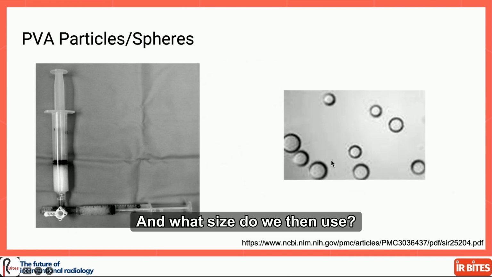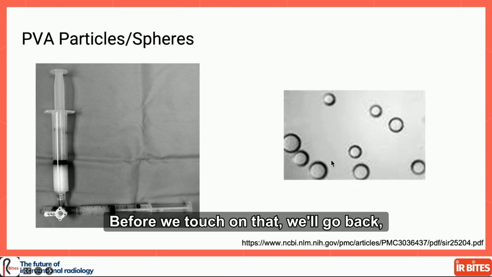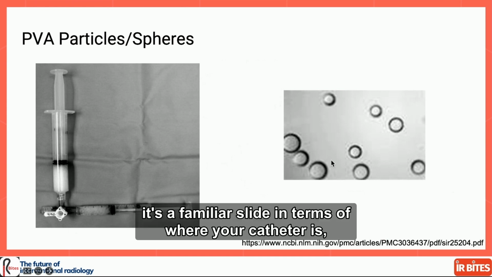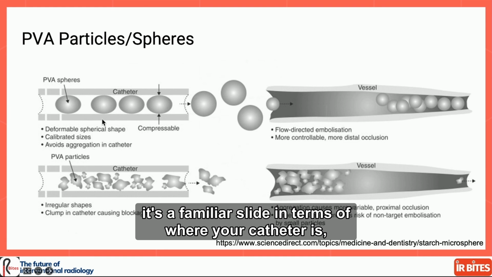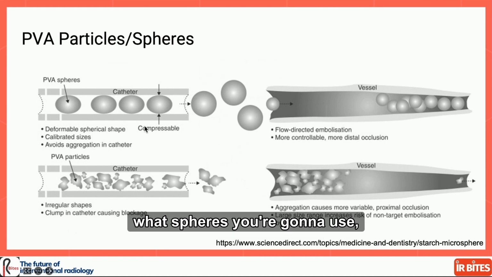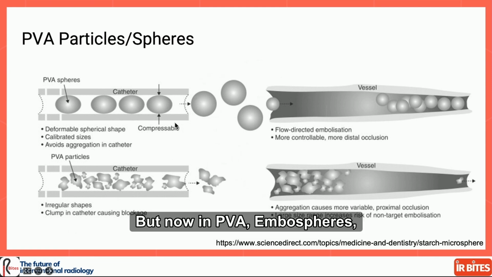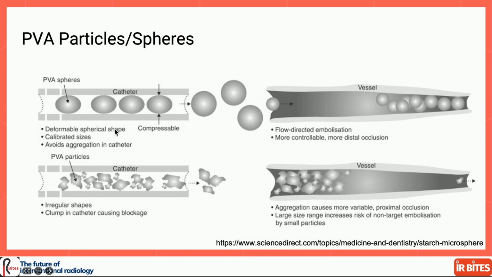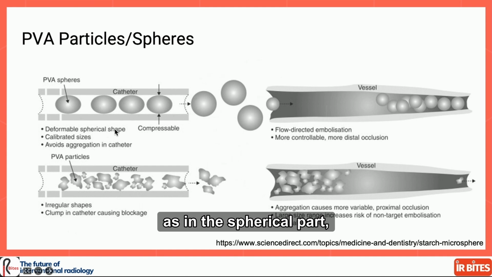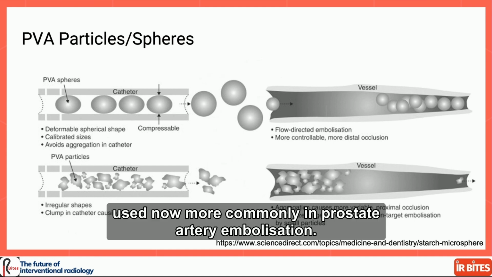And what size do we then use? Before we touch on that, we'll go back. It's a familiar slide in terms of where your catheter is, what spheres you're going to use, and how they work with regards to particles. But now PVA embospheres, as in spherical particles, are used more commonly in prostate artery embolization.